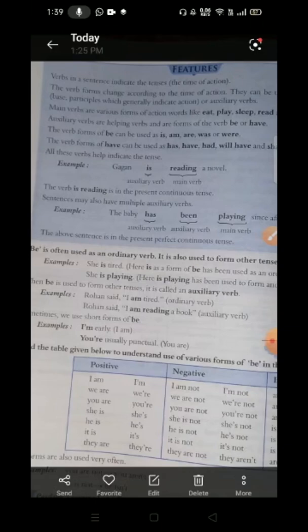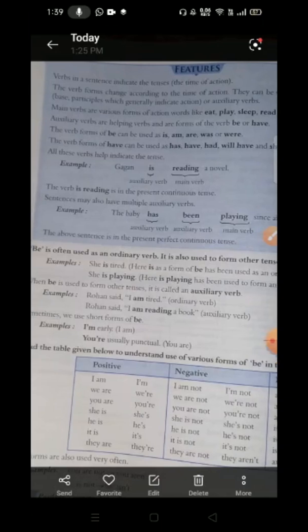And for examples, like Gagan is reading a novel, here is is the auxiliary verb and reading is the main verb. Main verbs are like eating, playing, sleeping, drinking, dancing. And what are the helping verbs, the auxiliary verbs? Is, am, are, was, has been, will have, shall have. These are the auxiliary verbs you'll have to look for.